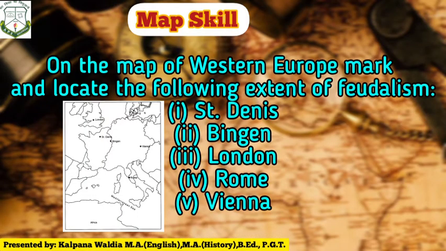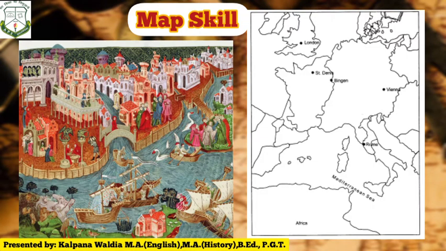Now, let us cover one map skill based question. On the map of Western Europe, mark and locate the following extent of feudalism: St. Denis, Begin, London, Rome and Vienna. Now, watch all these places carefully, how to locate St. Denis, Begin, London, Rome, Vienna. All these places you may locate in the map and label it.